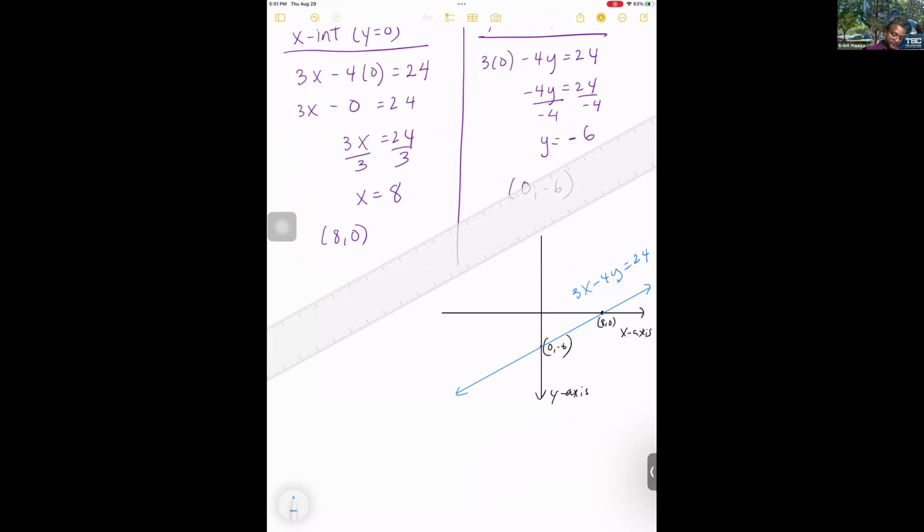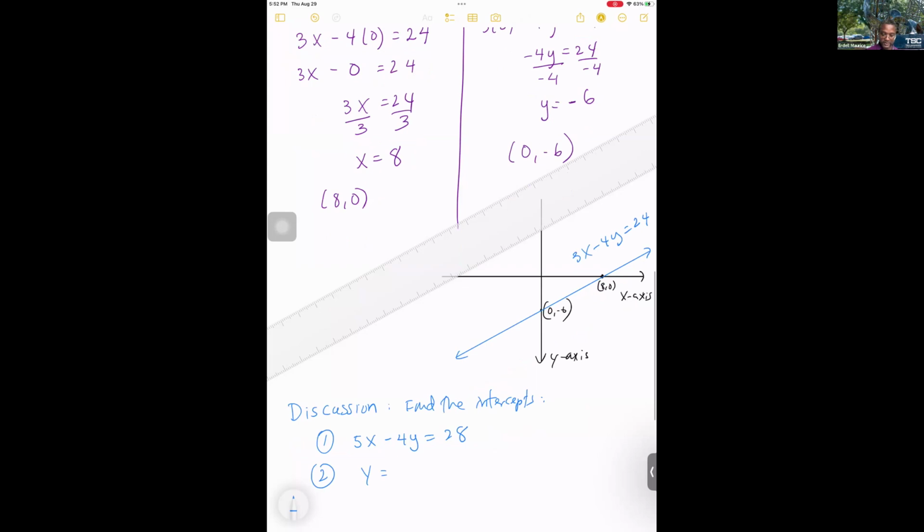All right, go ahead. Our first discussion for today. I want you to find the intercepts. Number one, 5x minus 4y equals 28. And number two, y equals x squared minus 16. Let's try those two. I'll give you about 2.5 minutes. Please let me know if you have a question. I will answer.